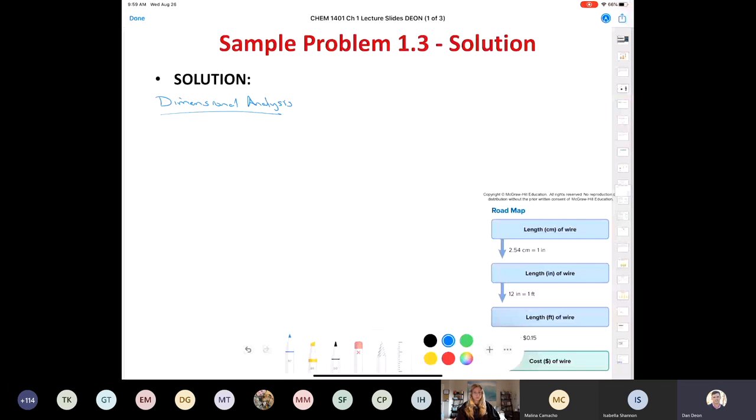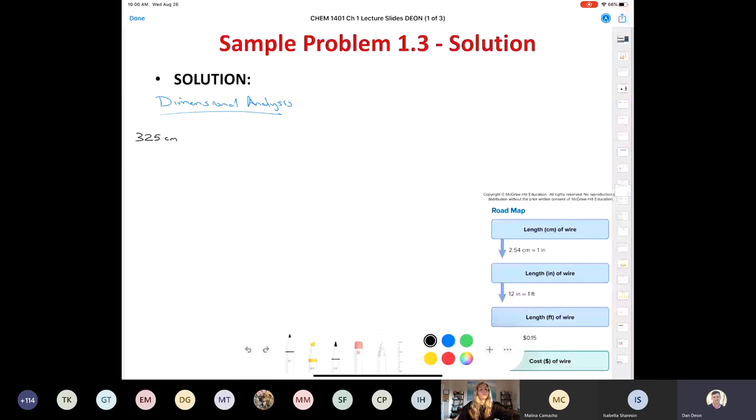Let's start out with what we know. And what we know is that we're starting with 325 centimeters. And we're trying to get to the price of what the wire would be. And so the first thing we need to do, like I said, is to convert that length into feet. And the conversion factors we're going to use are this one first.